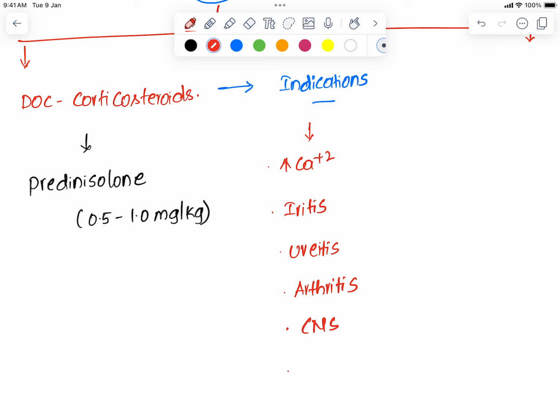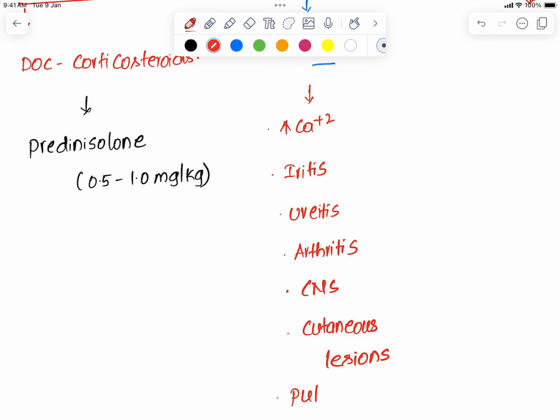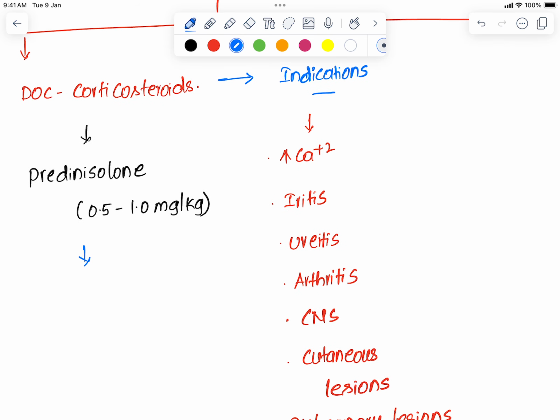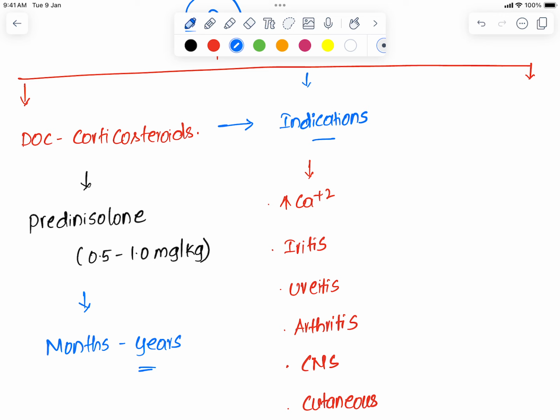Then the presence of cutaneous lesions. And what should those cutaneous lesions be? Usually that will be in the form of lupus pernio, right? And the presence of pulmonary lesions. Okay, so these are the indications when you need to start the steroids. And once you start steroids, these patients require long-term therapy, almost months to years.